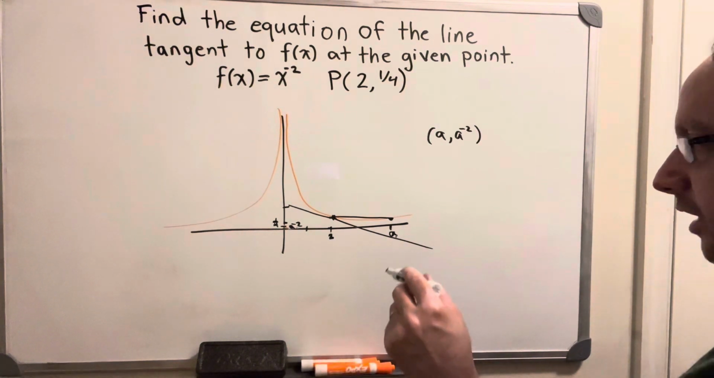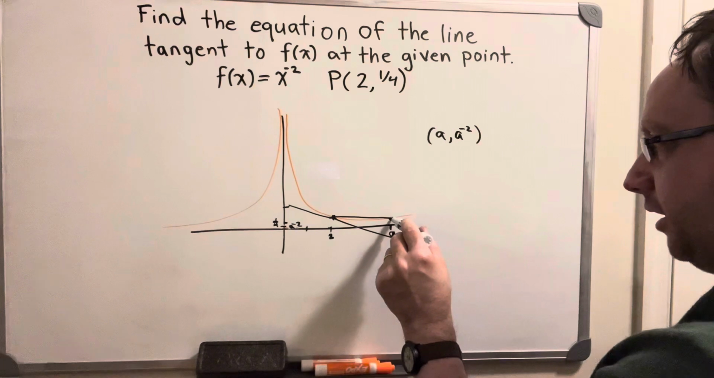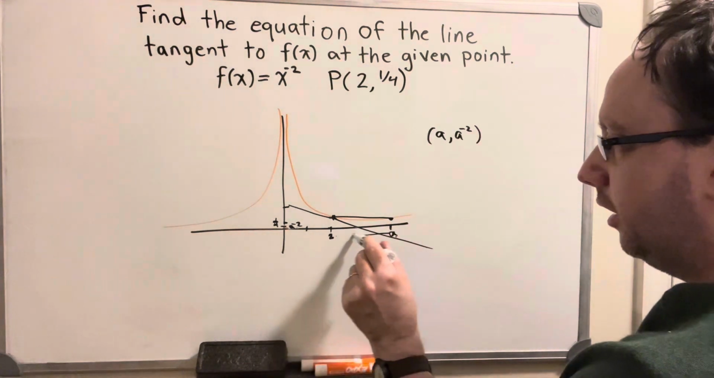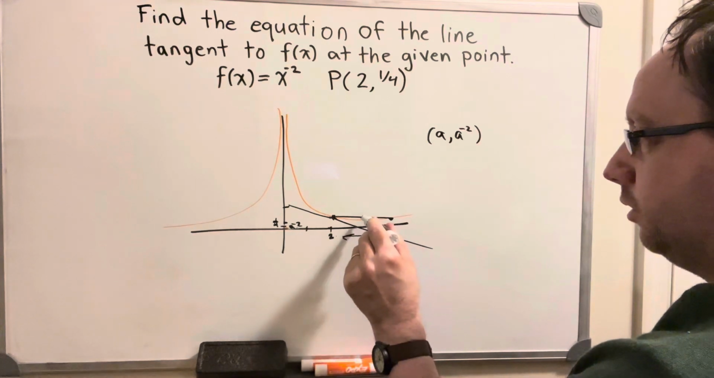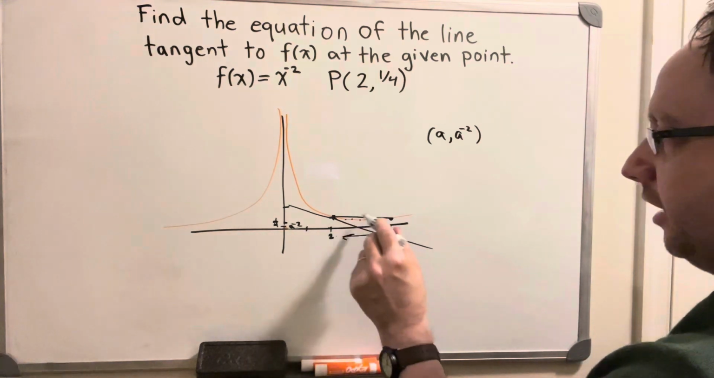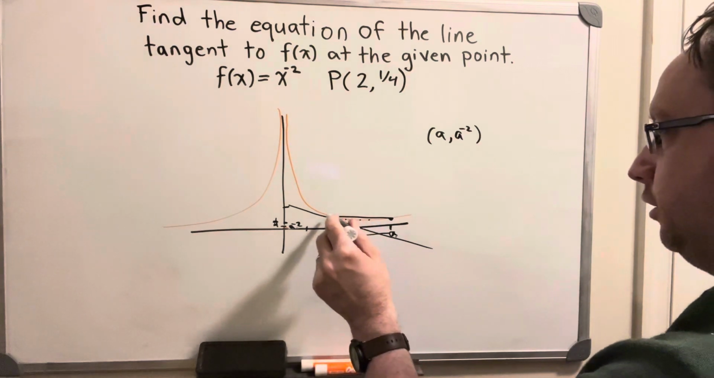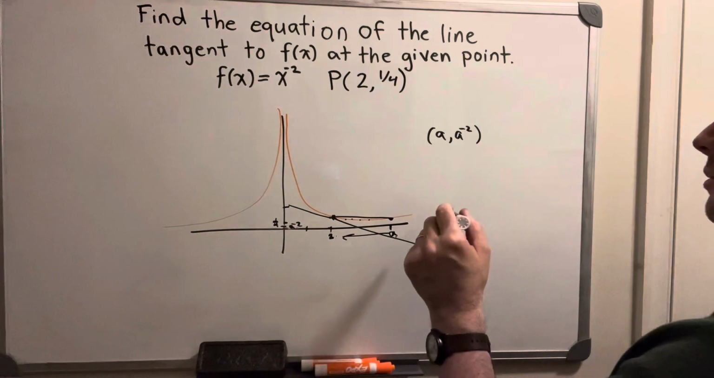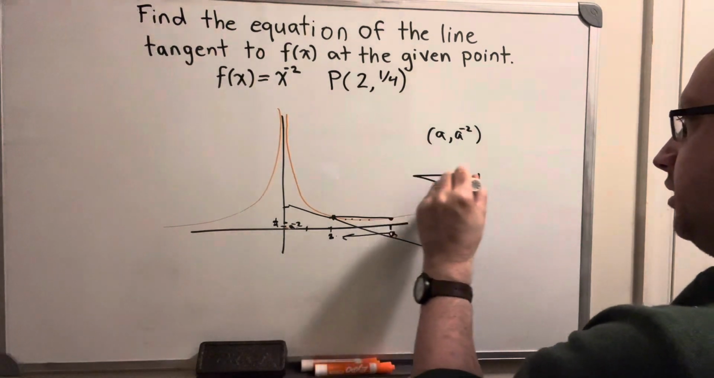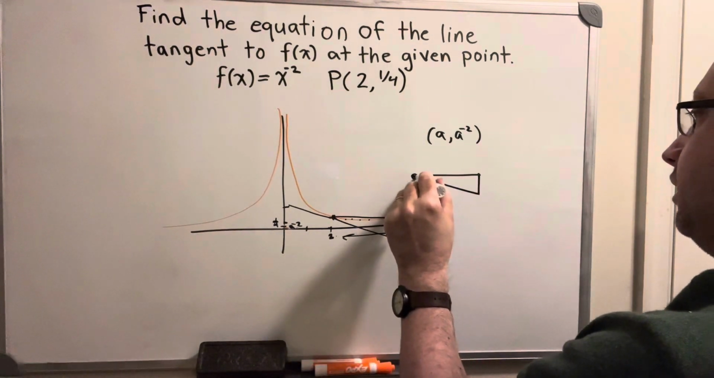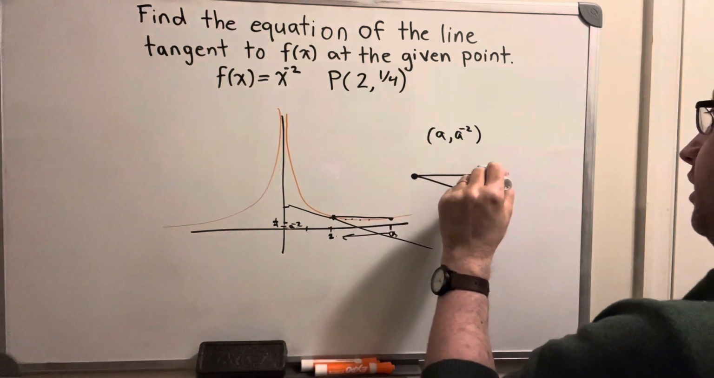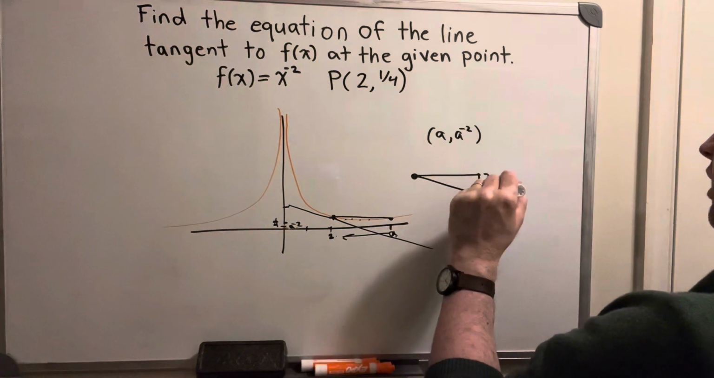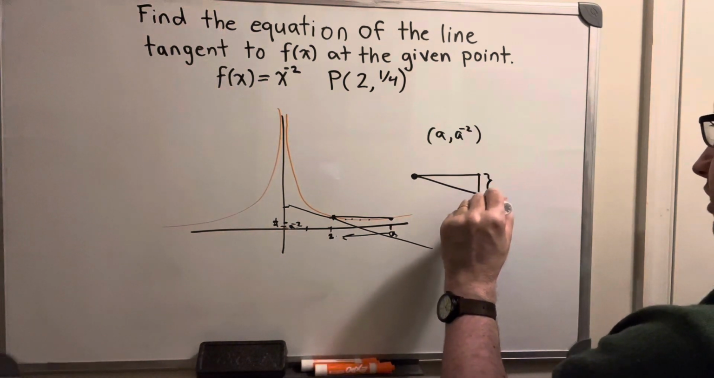And do you remember the technique? As the limit, as a approaches 2, as a gets closer and closer to 2, these secant lines will get closer and closer to the true tangent line. So let's say that this is the distance. What is this point?